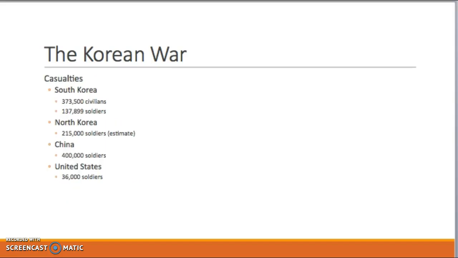The casualties in the Korean War were huge. As you can see here, South Korea suffered the most. Most of the war was fought on South Korean soil, after all, and so therefore, more than 373,000 civilians died or were injured in the Korean War, whereas almost 138,000 soldiers either were killed or injured. North Korea suffered casualties of about 215,000, although no one is exactly sure, because North Korea has been very secretive about releasing those results.